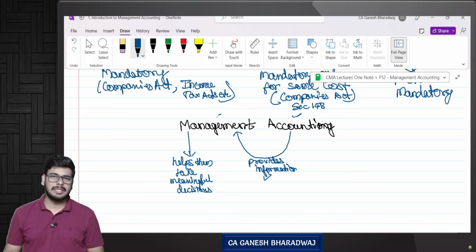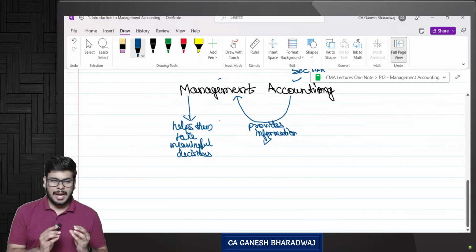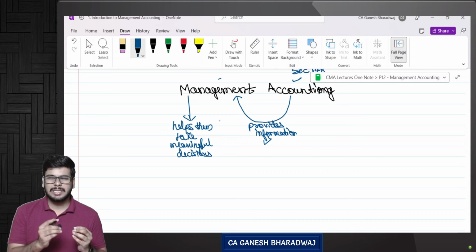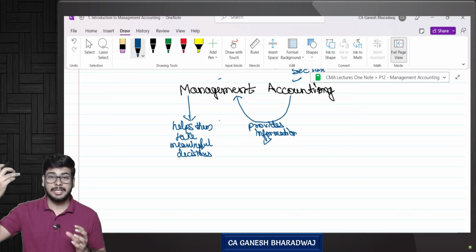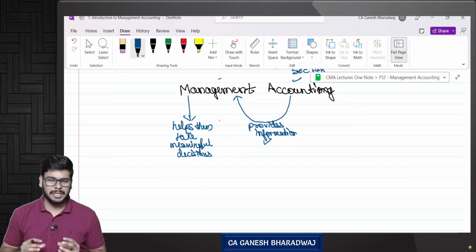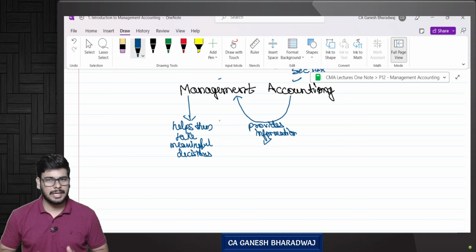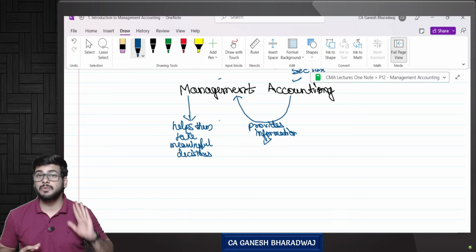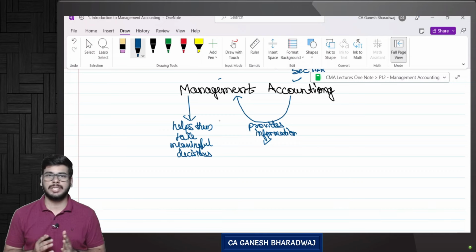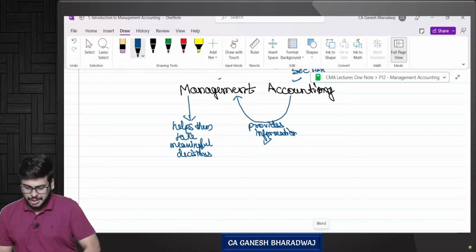Sir, can you give us an example? Absolutely. I will just give you an example. The example that I'm going to give involves some basic concepts that we will be seeing in a chapter called marginal costing. Even so, I will give you a small example. It's easy for you to understand at this level itself, and this will enhance your understanding before we enter into the subject. Clear? Fine.